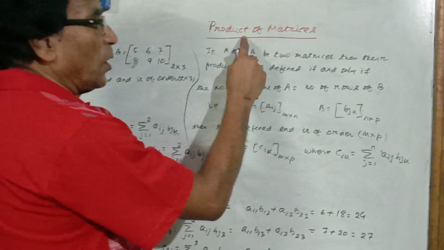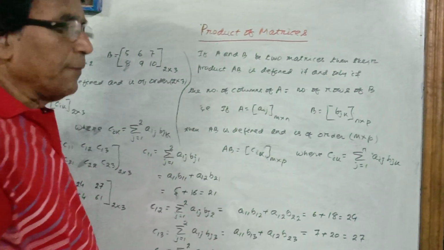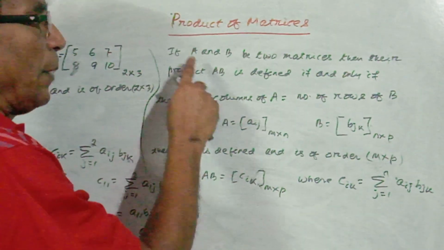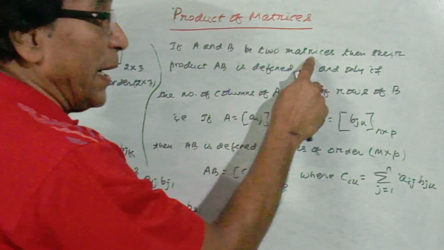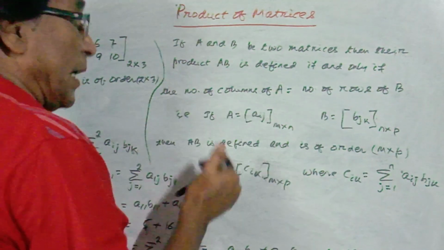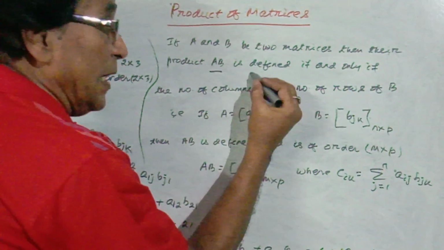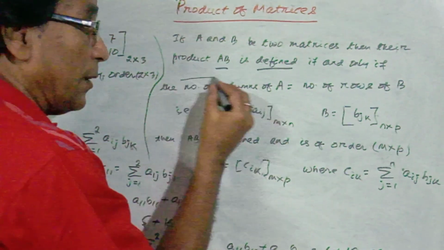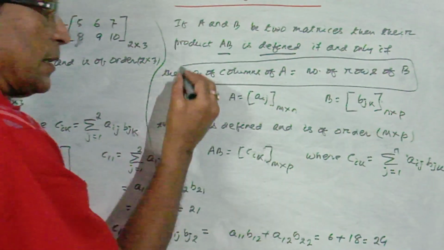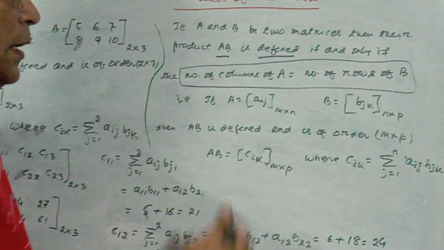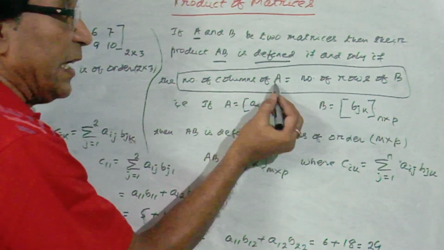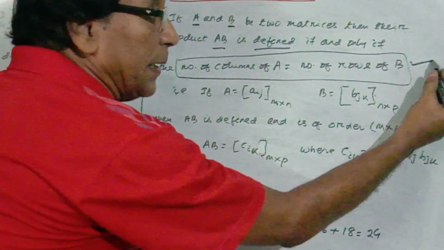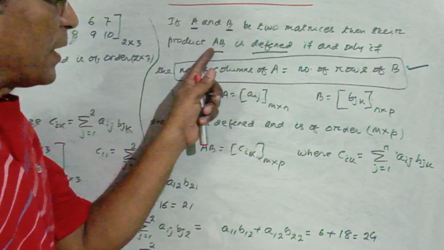Next we will consider product of matrices, which is a very important thing. So how to multiply two matrices A and B? Here you see, first of all, if A and B are two matrices, then their product AB is defined if and only if it satisfies this condition. Which condition? The first condition is that AB is defined if the number of columns of the first matrix A is equal to the number of rows of the second matrix B. Then only this product AB is defined.